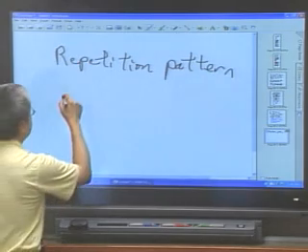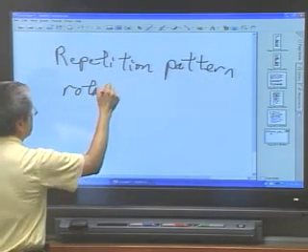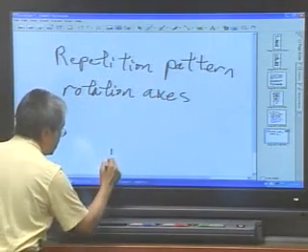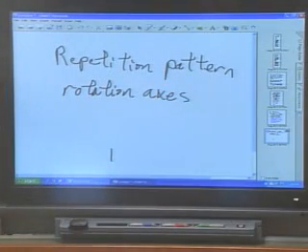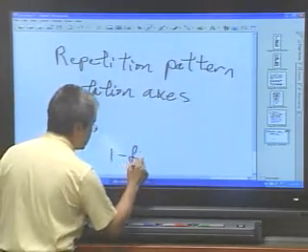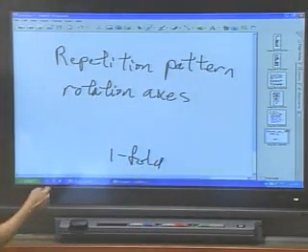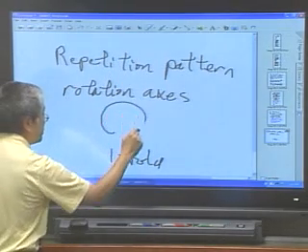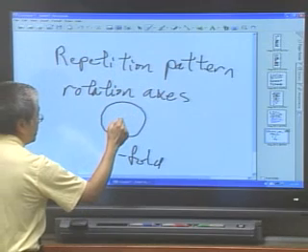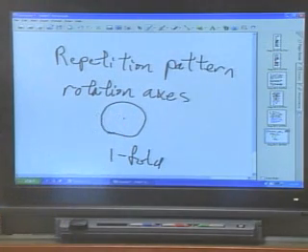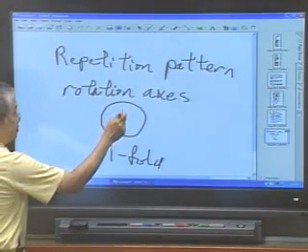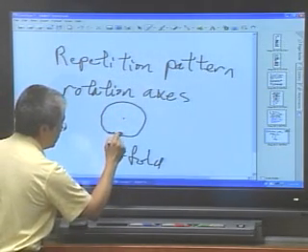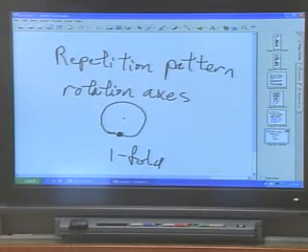So suppose you have just a simple rotation axis. The simplest case is a one-fold rotation axis. If you had a one-fold rotation axis, what would the repetition pattern look like? What you do for the repetition pattern is the following. You draw a circle, and in the center of the circle is your rotation axis. So your rotation axis is a one-fold, and you draw a point on the repetition pattern, and you operate upon it by the symmetry element.